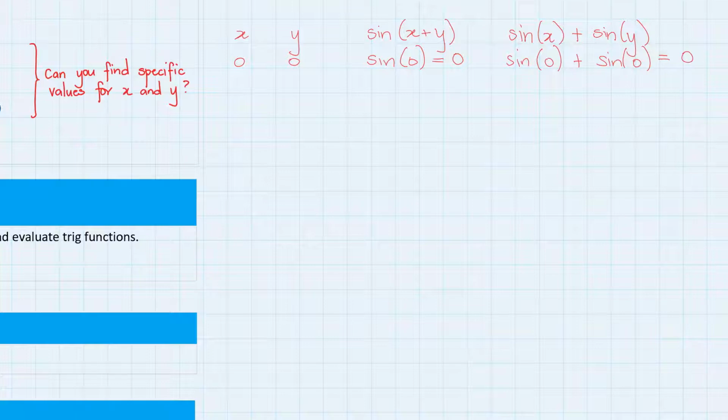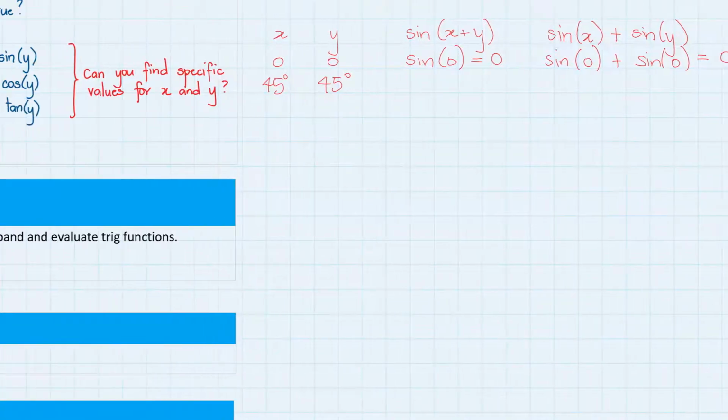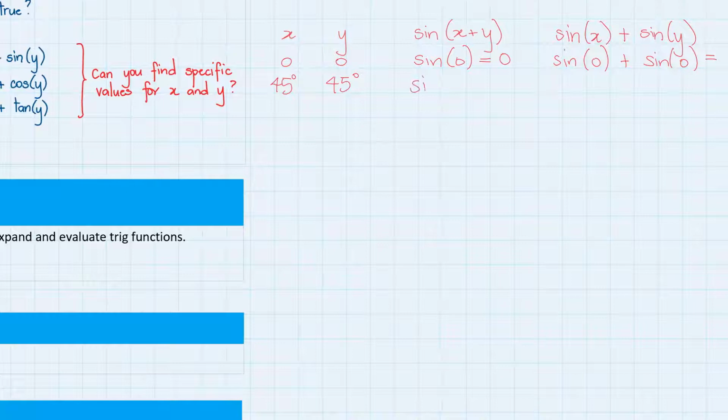What if we were to choose another pair? Say, for example, we chose 45 degrees and 45 degrees. We'll just keep it simple. We'll pick values where we don't really need to use a calculator to work out the values of those trig functions, so we can do these in our heads. So sine of x plus y is going to be the sine of 90 degrees. We know what that is. Sine of 90 degrees is 1.